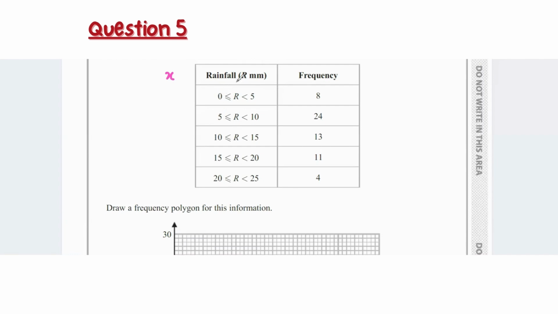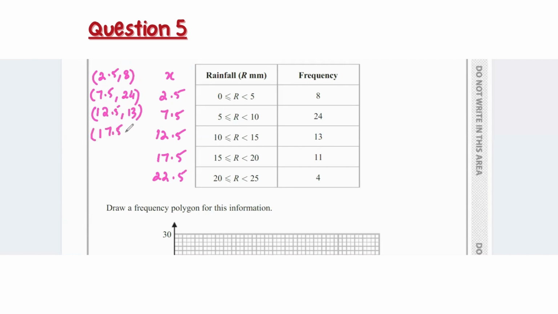So the midpoint of 0 to 5 is going to be 2.5, 7.5 for the next, 12.5 for the next one, 17.5 for this, and 22.5 for this. So if I write the coordinates over here, that's 2.5 and 8, 7.5 and 24, 12.5 and 13, 17.5 and 11, and lastly 22.5 and 4.